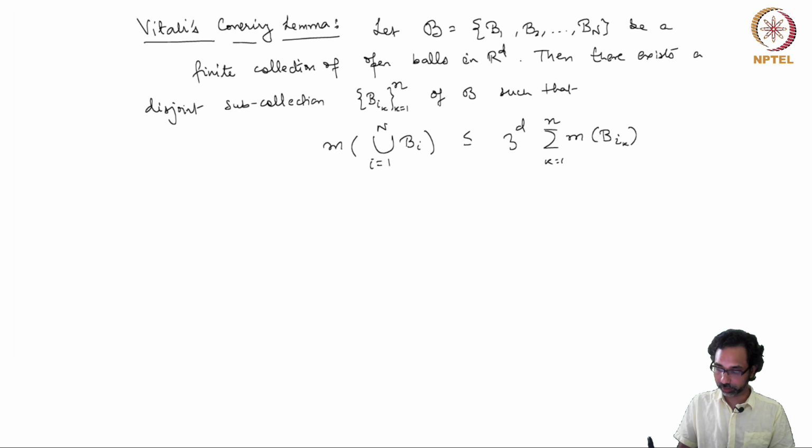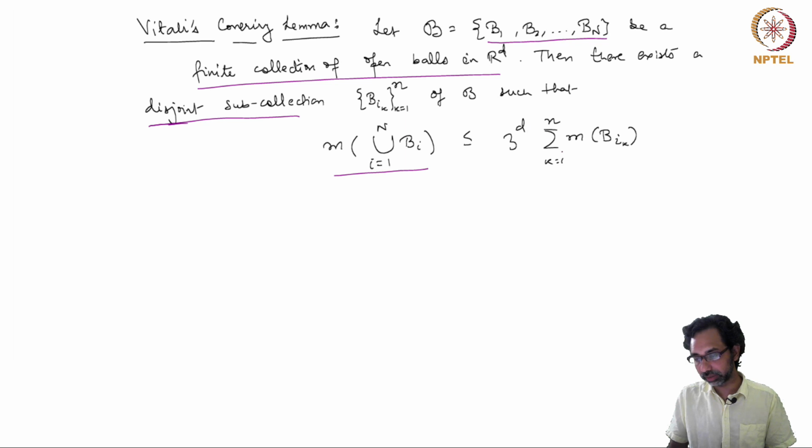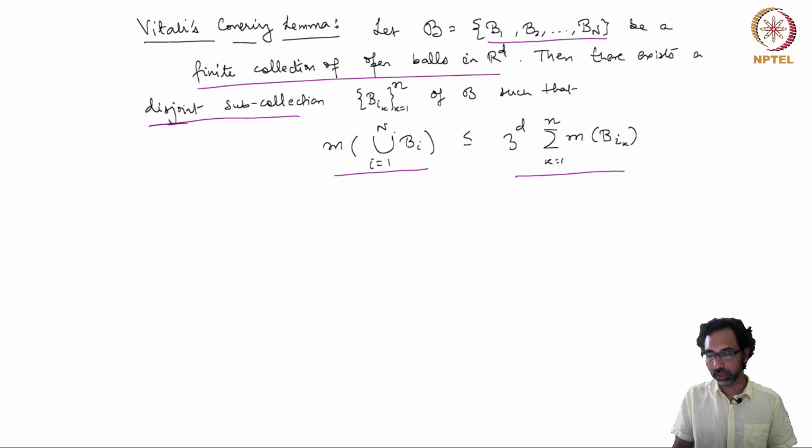So let's look at Vitali's covering lemma. It is the following statement: if you have a finite collection of open balls in R^d, say B1, B2 up to Bn, then there exists a disjoint subcollection. The disjointness is important here. A disjoint subcollection B_ik, k from 1 to small n, such that the measure of the union is bounded above by 3 to the power d times the sum of the measures of these balls from the disjoint subcollection.